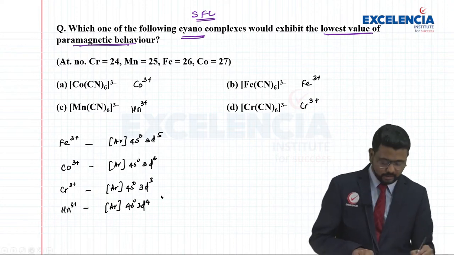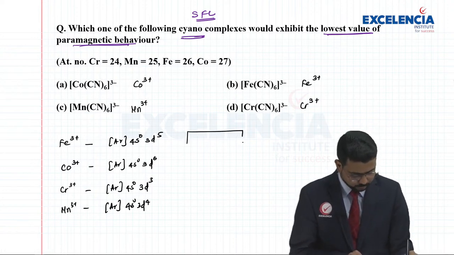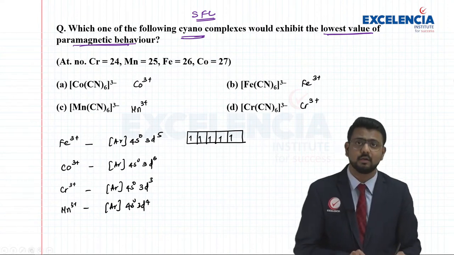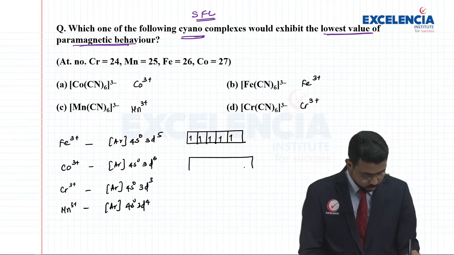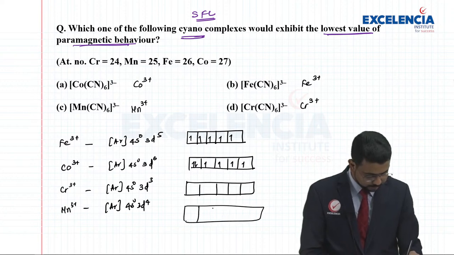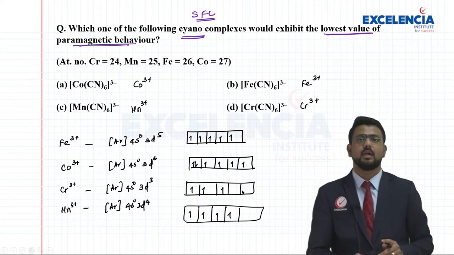So if you look at these configurations, there are 1, 2, 3, 4, 5 electrons here for Fe3+. For cobalt, I will draw it like this: 1, 2, 3, 4, 5, and of course, 6. This is for chromium, 1, 2, 3. And of course, for Mn, 1, 2, 3, and 4.